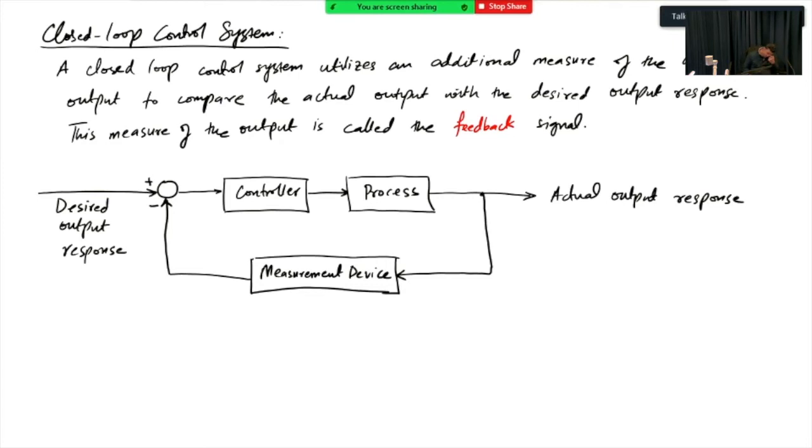Now if the difference is 0, then you've achieved your target and no further change will happen in the output. Okay, but if there is a difference, this loop will continue to work and you will observe a change in the actual output until it gets closer and closer to the desired response.